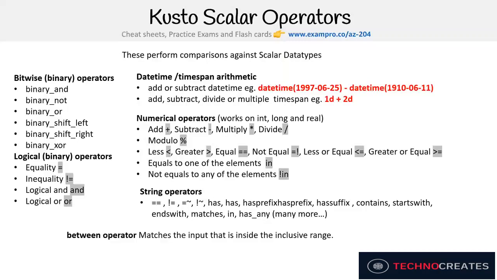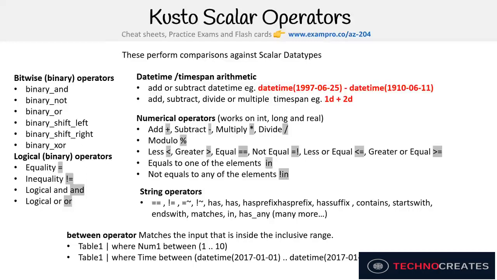Then you have your between operators. This matches the input that is inside an inclusive range. So you can say between 1 and 10, or between these date times. So there you go.